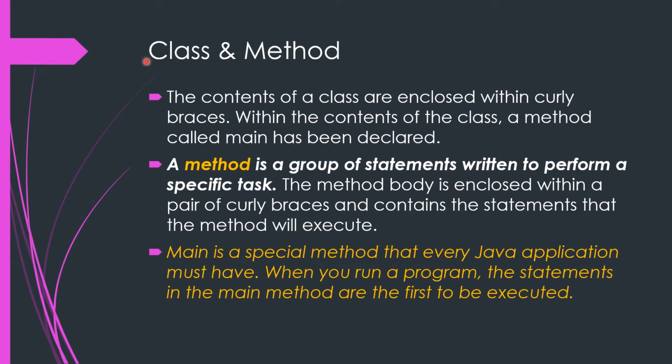Now let us discuss class and method. The contents of a class are enclosed within curly braces. Within the contents of the class, a method called main has been declared. So basically, methods are declared inside the class, and the contents of the class are enclosed in curly braces. And in the example we have taken, a method called main has been declared.